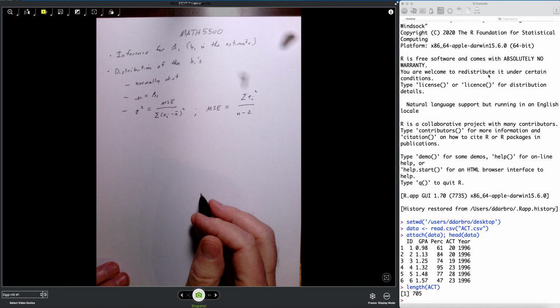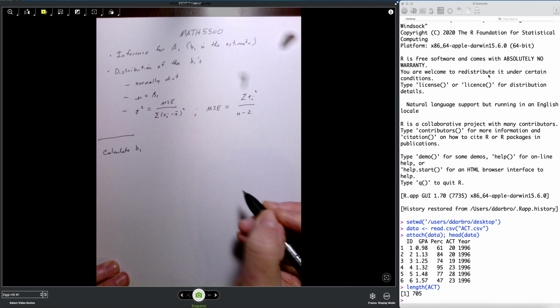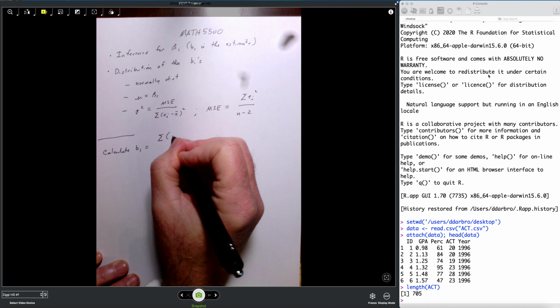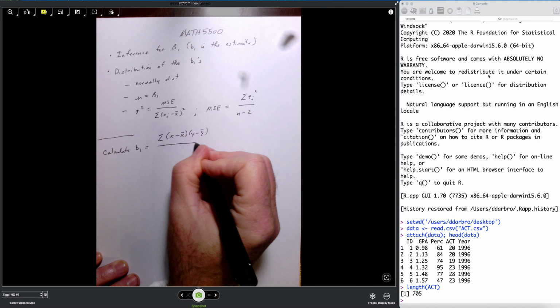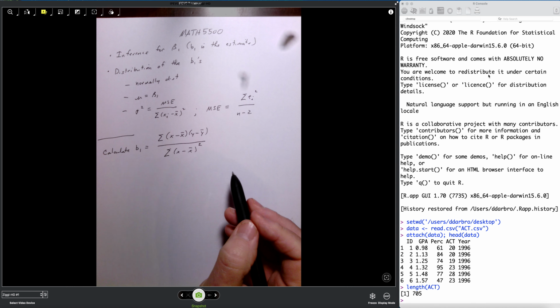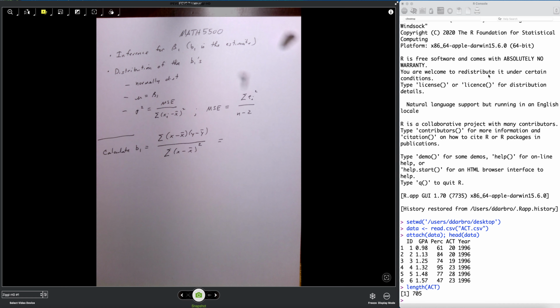Now, first thing I need to do is calculate B1, and I'm going to do that by taking the sum of the product of the deviations over the sum of the deviations for x squared. Getting a little sloppy here, not using the subscripts just because I don't want to. So I'm going to do that for GPA and ACT. Again, the goal here is to predict GPA from ACT.